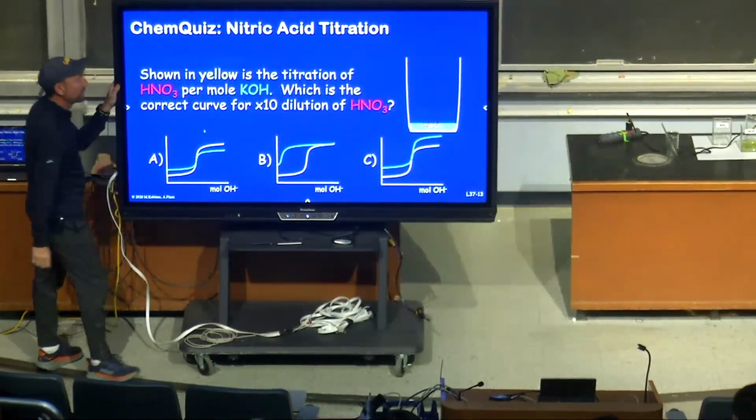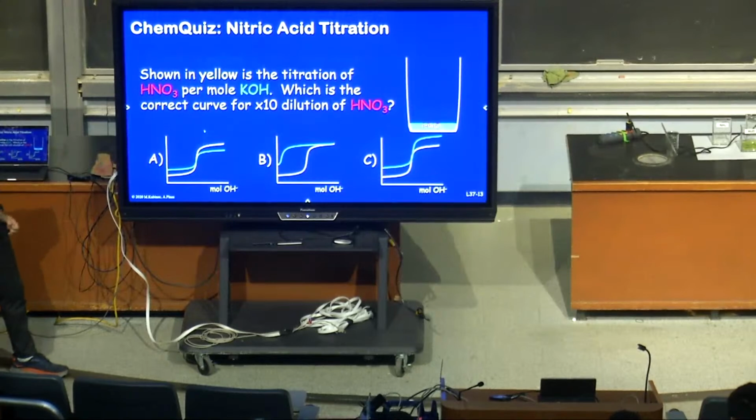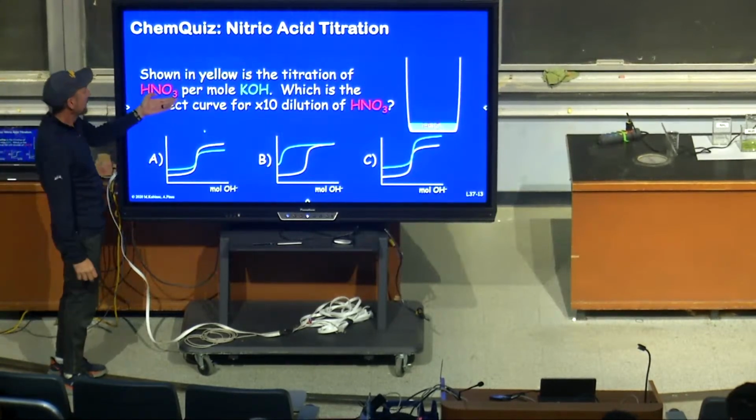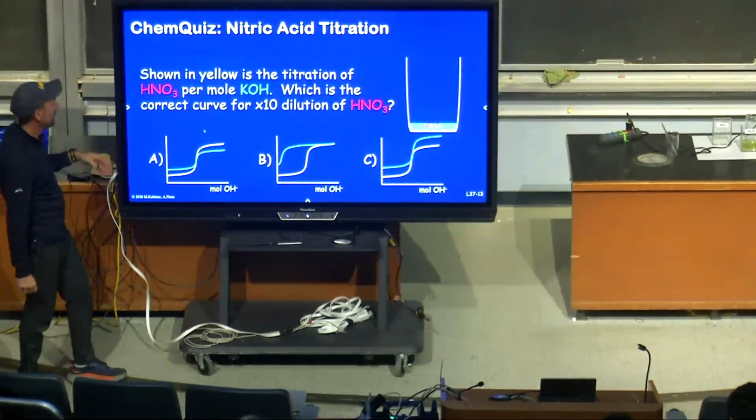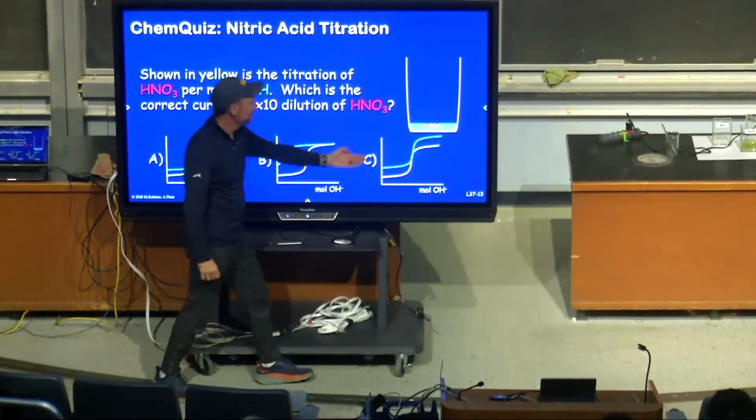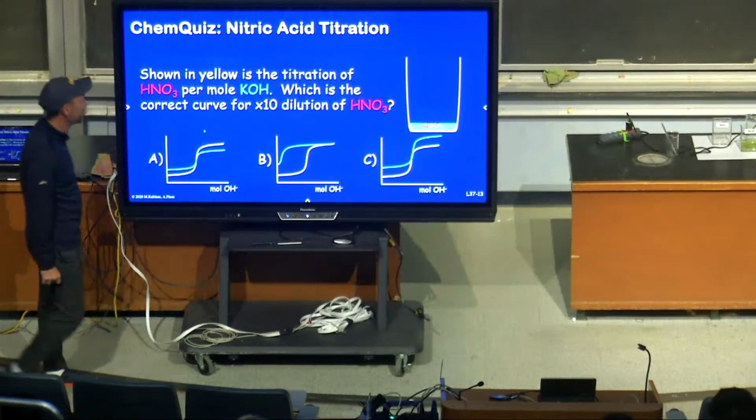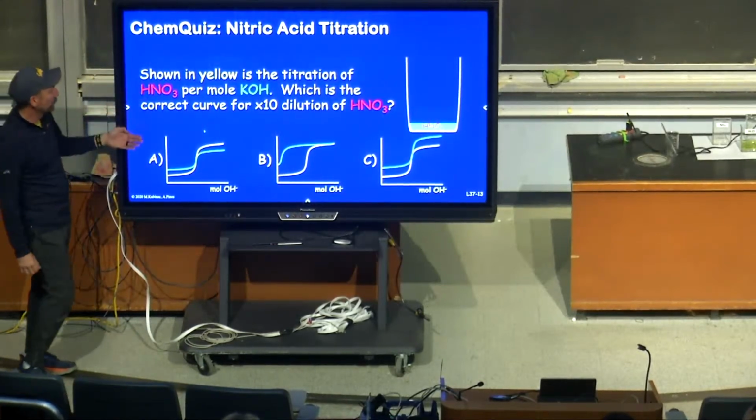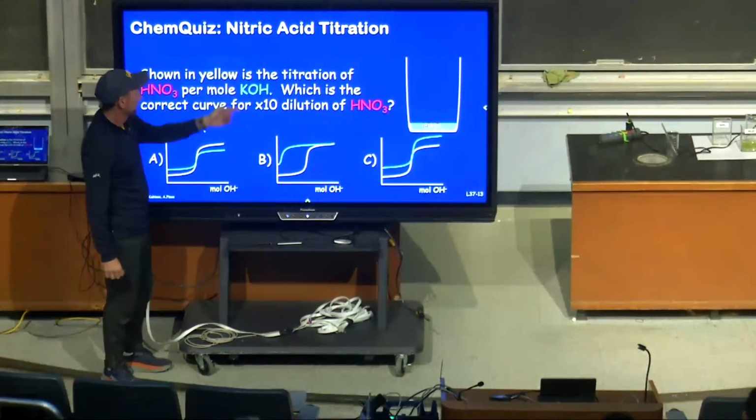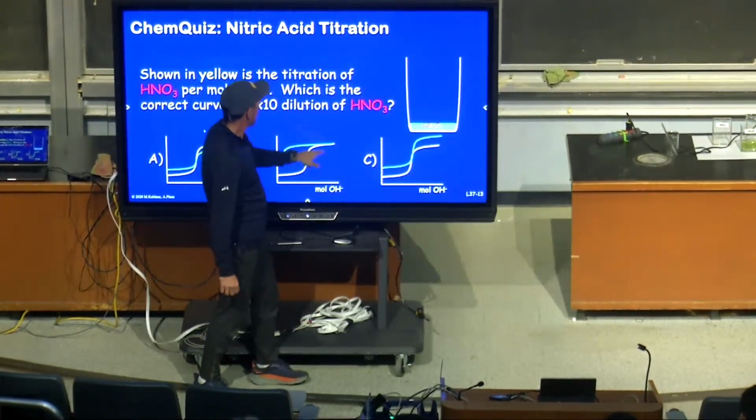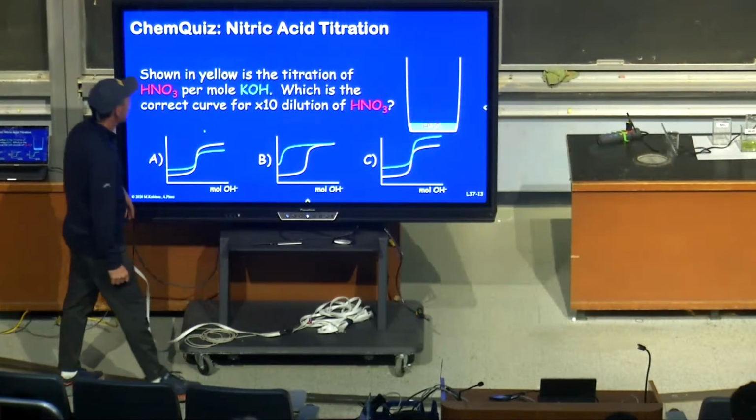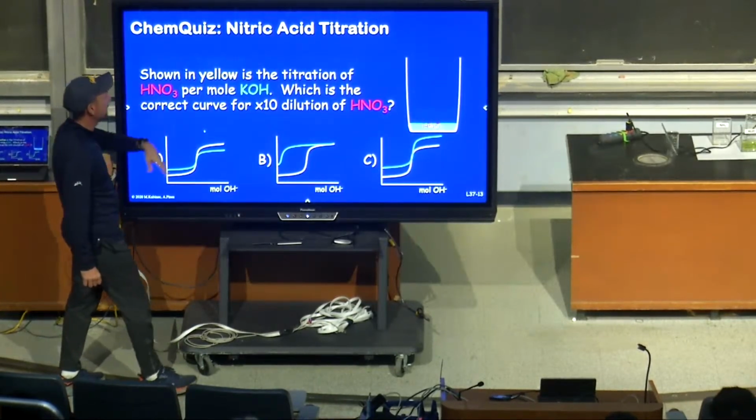But you know what I'm going to do now. Strong acid and strong base. I'm going to titrate them. How does the titration curve change? We'll talk through this one together. So I'm going to do one titration curve in yellow. The one that doesn't change is the titration curve of a strong acid and strong base.